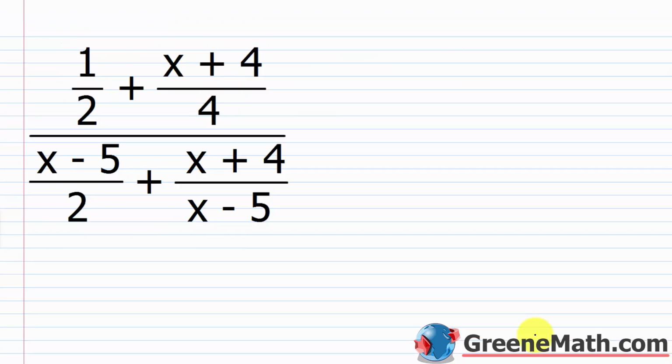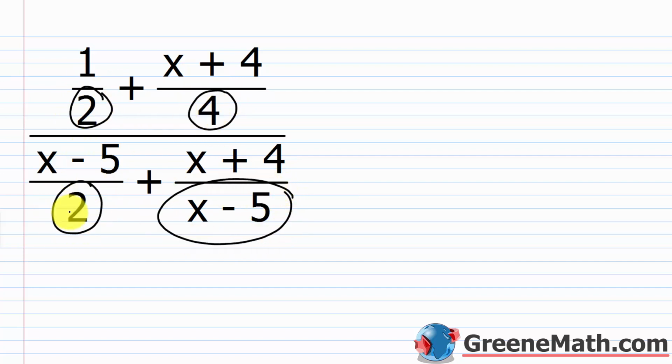All right, let's take a look at another one. So we have 1/2 plus x plus 4 over 4. This is over x minus 5 over 2 plus x plus 4 over x minus 5. So what's the LCD? We have a 2, we have a 4, another 2, and an x minus 5. So between 4 and 2, we know it's going to be a 4, right? 4 is 2 copies of 2. So in all the prime factorizations, you would have just a 2, and then 2 copies of 2. So that would win out. And then you have this x minus 5. So the LCD would be 4 times the quantity x minus 5.